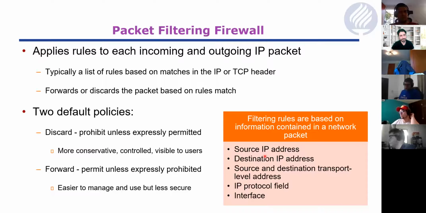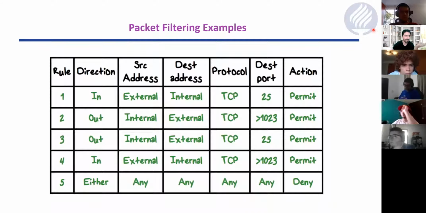And the decision can be based on source IP address, destination IP address, source and destination transport level address, IP protocol field, interface, or all of them together you may consider. But your access control policy can be something like this. For example, you have the rule, you have the direction, inbound traffic or outbound traffic. You have the source address, destination address, you have the protocol type, destination port, then your action that you're taking. Just a very simplified, let's say, access policy, okay? That was the first policy, the example of the first policy.